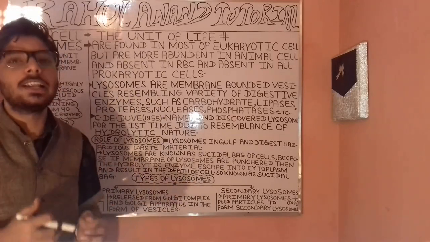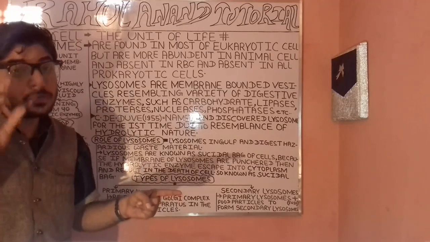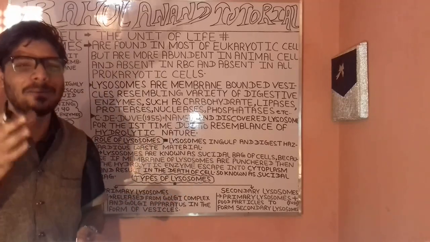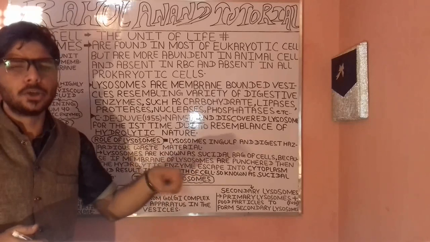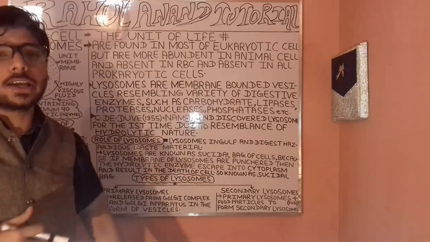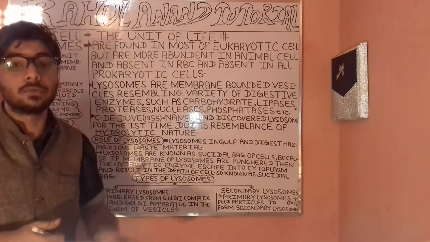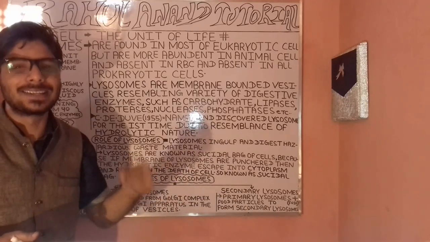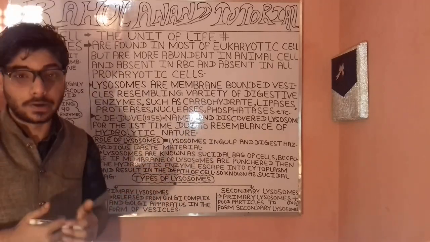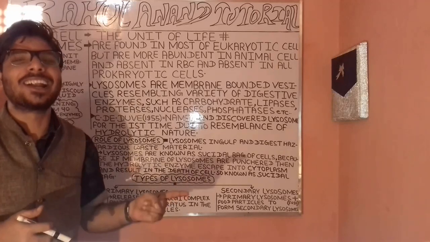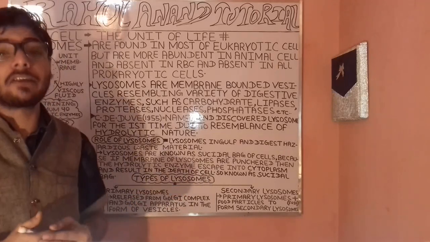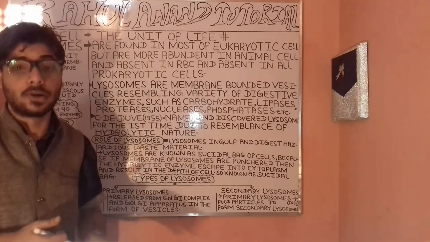When we are talking about the lysosomes, they are generally found in the eukaryotic cell. They are often abundant in the red blood cells of animals. So when we talk about the red blood cell, it is generally found in the animal body, remember?